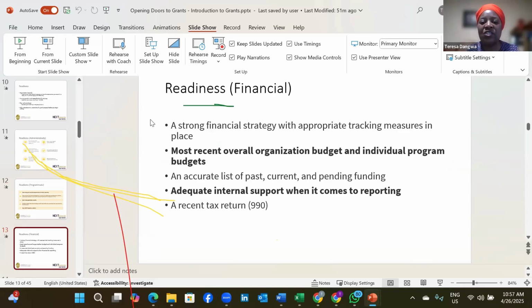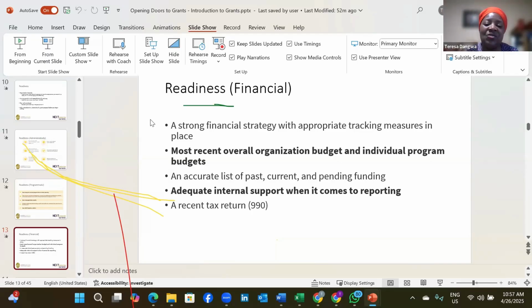A strong financial strategy with appropriate tracking measures needs to be in place. So you must have your most recent overall organization budget and individual program budget. There's a difference. We will talk about that when we talk about budget later on. There is a difference between your organization budget and your individual program budget, so make sure that there's a distinction between those.